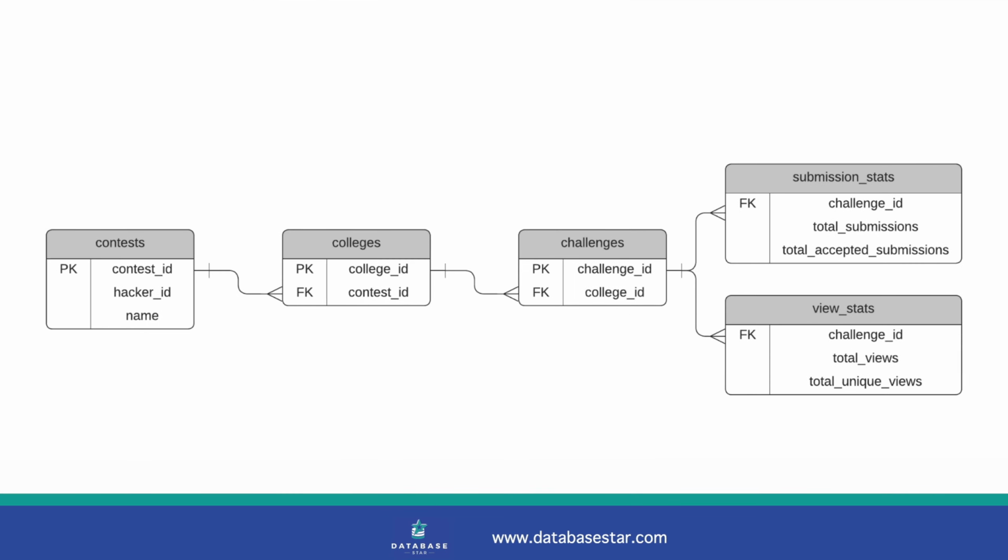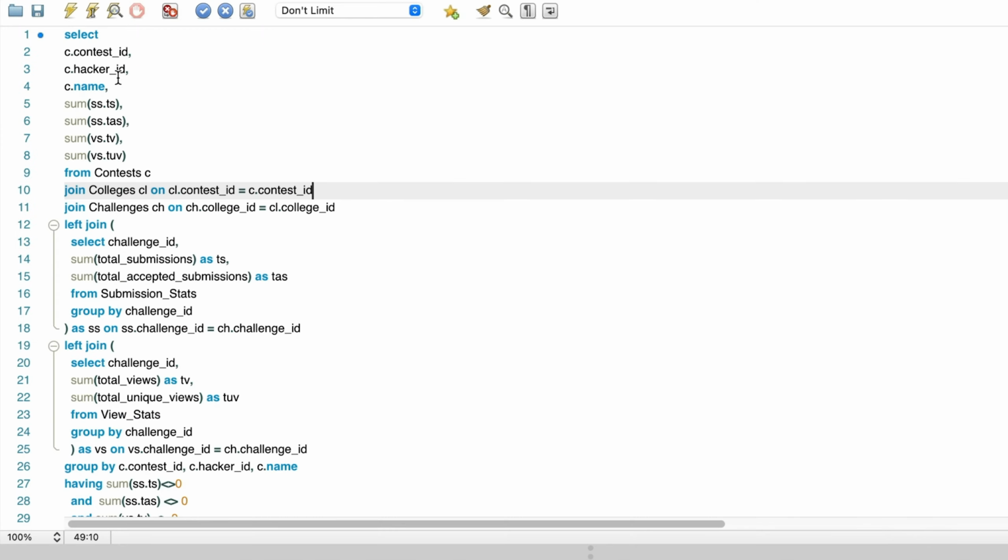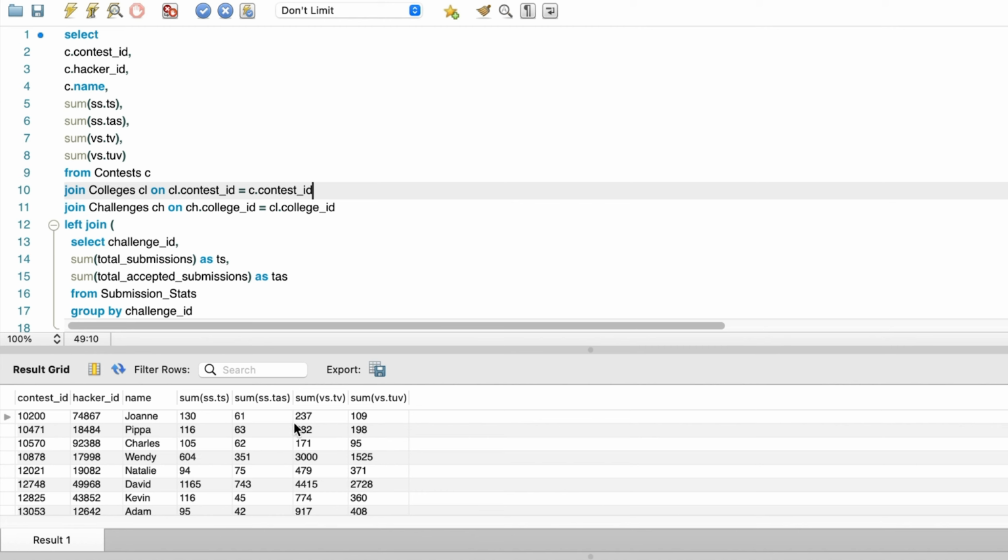Here is an entity relationship diagram to help visualize the different tables. I'll have a link to this in the description. Let's start by running this query. We run the query and it finishes in under a second, so it's pretty quick. But this is due to the small amount of data for this example. Realistically, you may be trying to improve the performance of a query that takes much longer, or a query that takes a few seconds but is run many times.